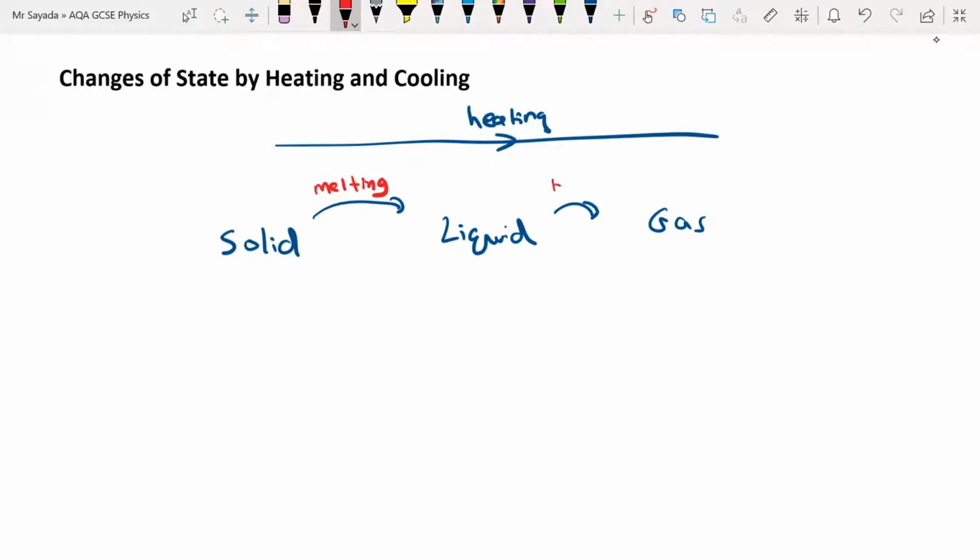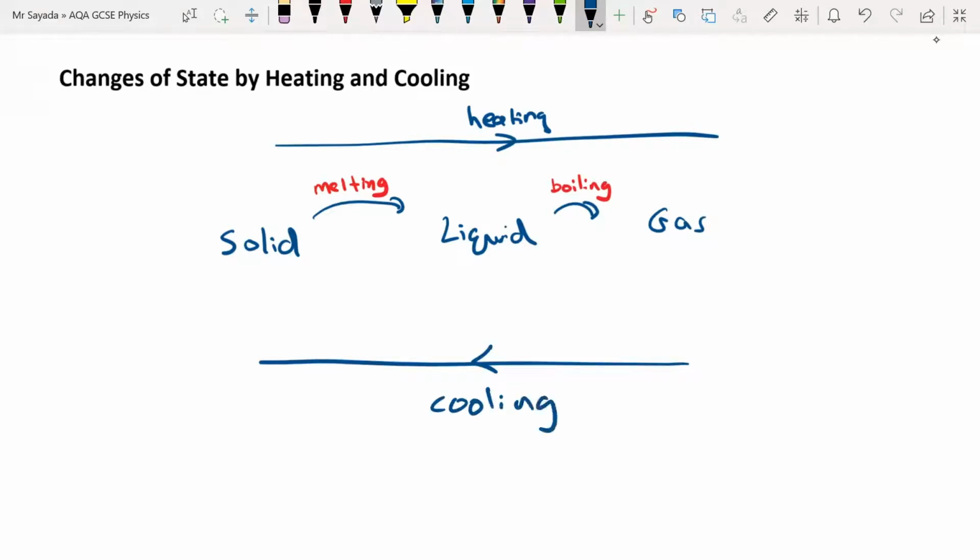You might have said evaporating, but we're going to call it boiling, and later I'm going to explain the difference between evaporating and boiling. If you cool a substance down, a gas can turn into a liquid. What's that change called? Say your answer to the video now. That's called condensing. And a liquid to a solid, what's that called? Say your answer to the video now. That's called freezing.